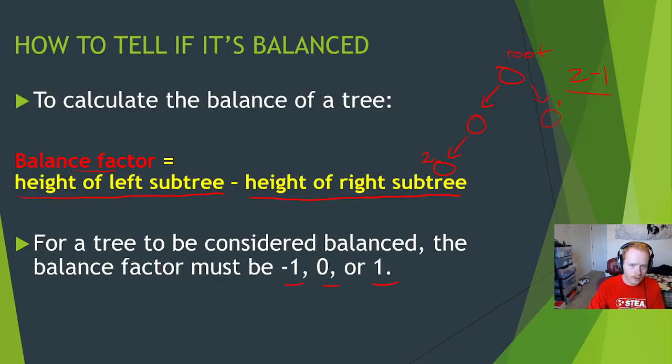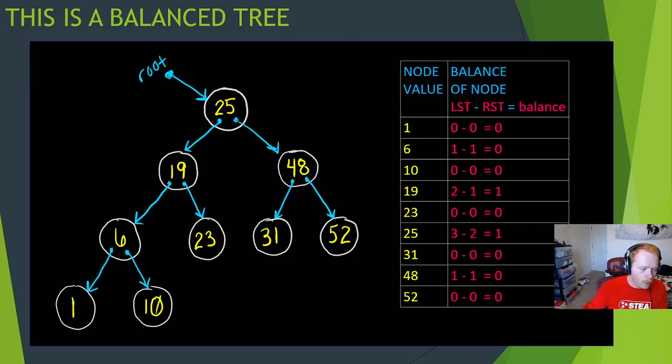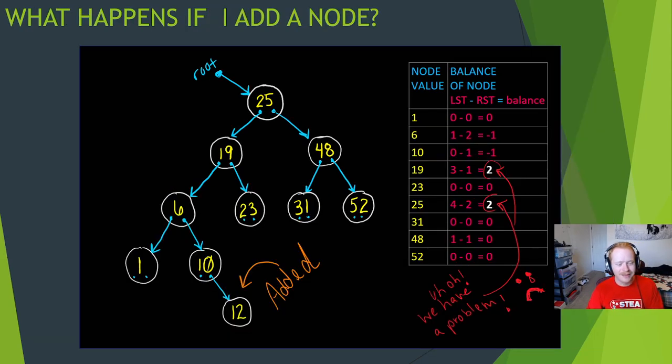To double check this with a PowerPoint, at 1 we're going to have 0, 6 is 0, 10 is 0, 19 is 1, 0, 1, 0, 0, 0. So, thumbs up.